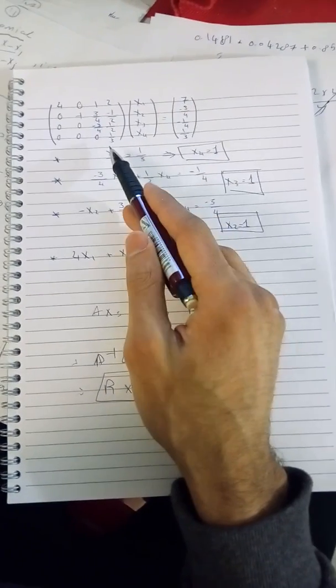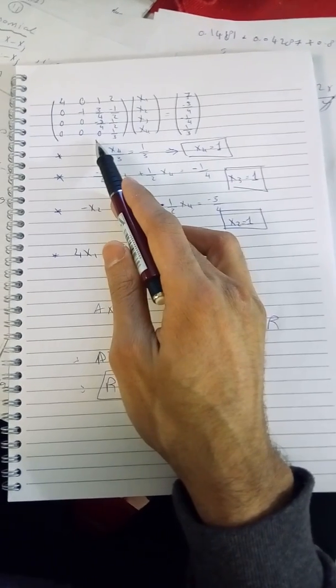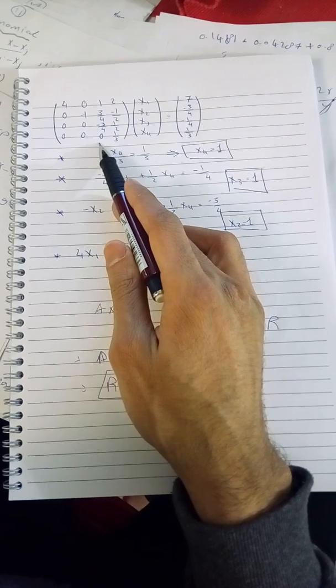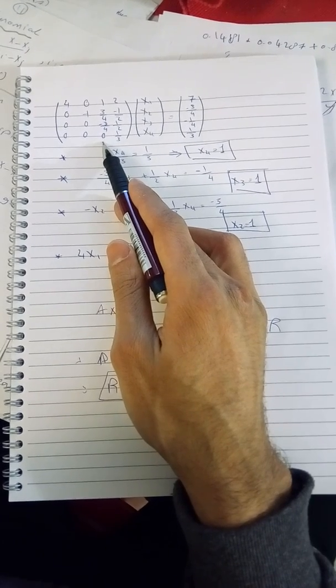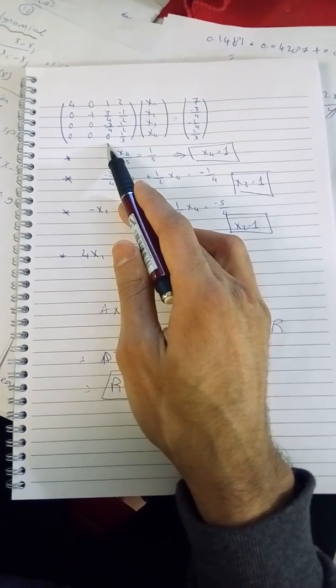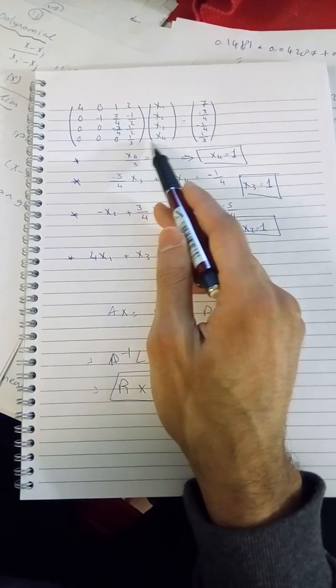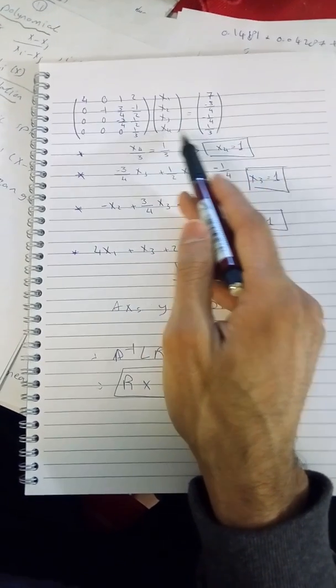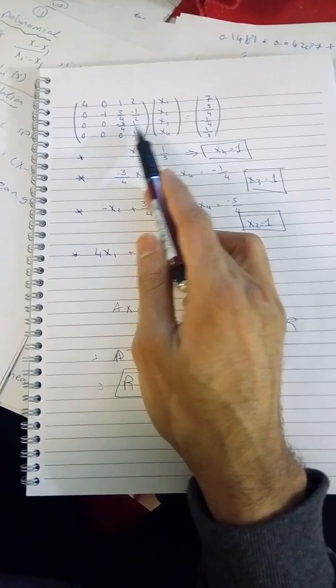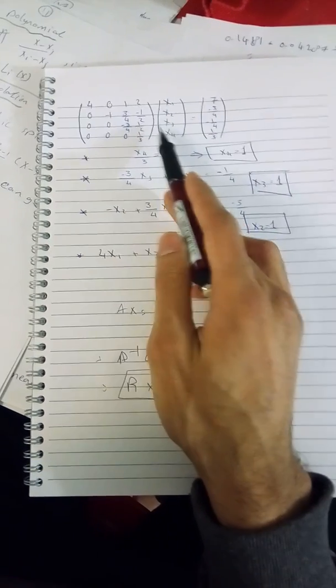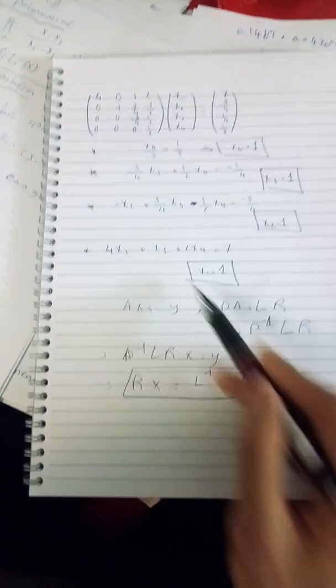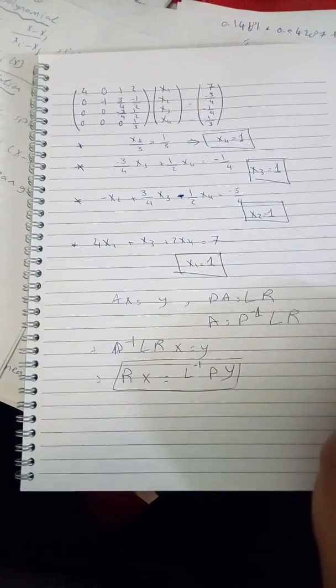Whatever we can say about it, we can say that we have an upper triangular matrix, and we will use the backward substitution. 1 over 3 multiplied by x4 equal 1 over 3. Negative 3 over 4 multiplied by x3 plus half x4 equal negative 4, and then we can continue.